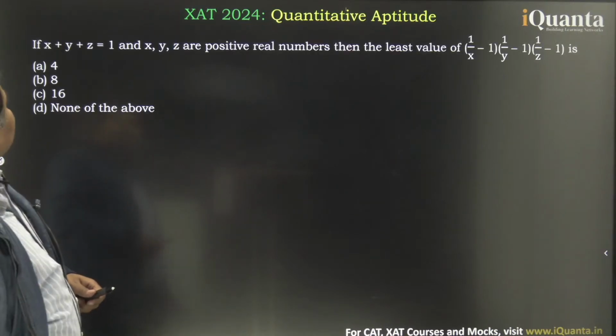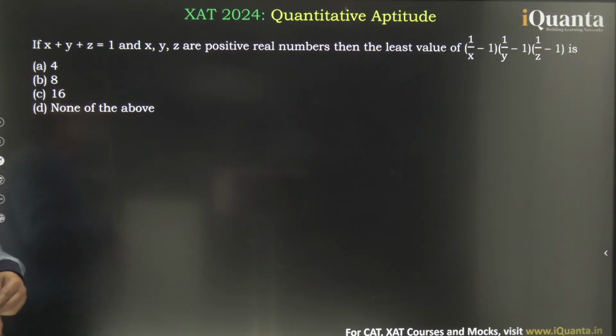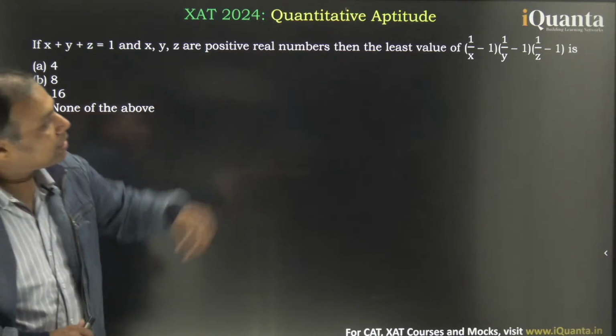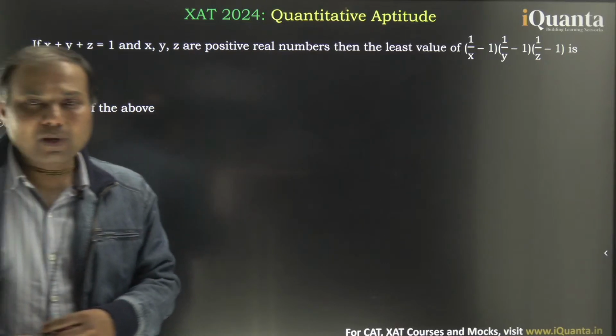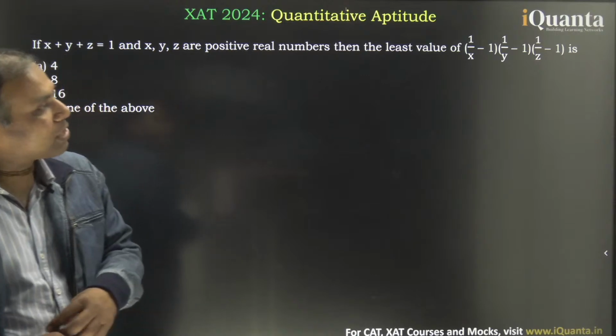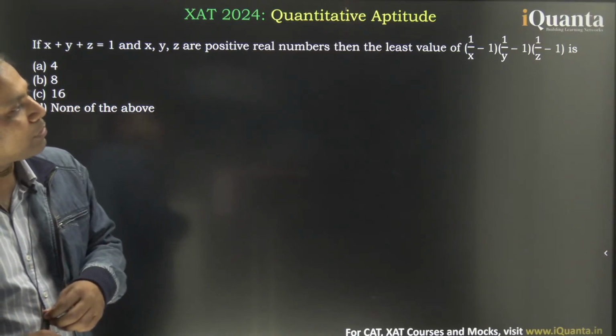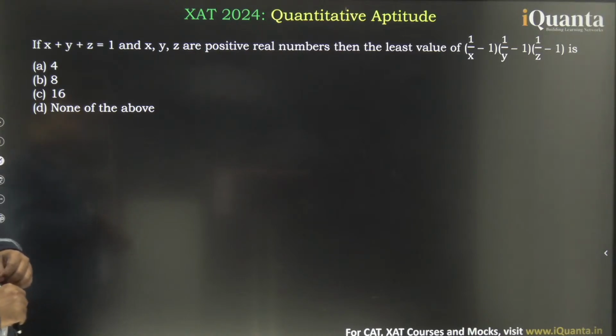Let's move to the next one. Try to answer this question. x plus y plus z is equal to 1 and x, y, z are positive real numbers. Then you have to find the least value of (1 upon x minus 1) multiplied with (1 upon y minus 1) multiplied with (1 upon z minus 1). Options are given here: 4, 8, 16, and none of the above.